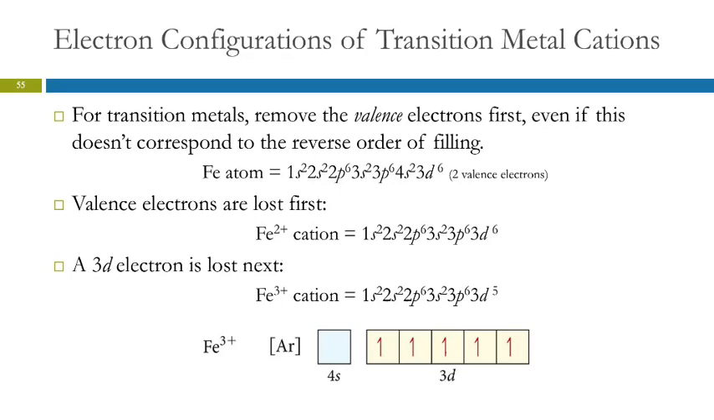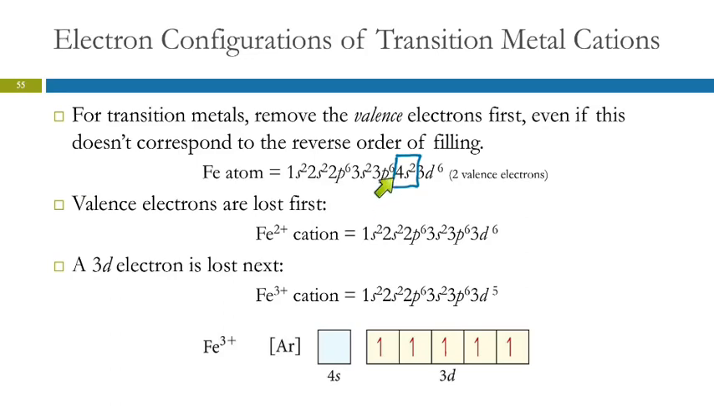So for transition metals, we need to remove the valence electron first, even if it's not in the reverse order of filling. So if we look at iron, here's an electron configuration for iron. And where are the valence electrons? What level? What's the highest big number there? 1, 2, 3, or 4? 4 is the biggest number, right? These are the valence electrons in the middle there.